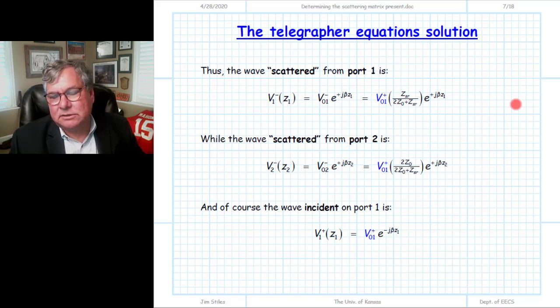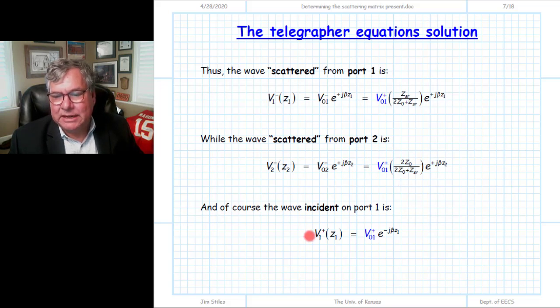So we take the results that we got for that circuit. We notice we found V01 minus in terms of V01 plus, and so we replace V01 minus in the scattered wave on port 1 and insert the value that we determined. Notice now it's in terms of V01 plus. Same thing for the scattered wave at port 2. We determined V02 minus in terms of V01 plus. There is that value, and so we insert it in there.